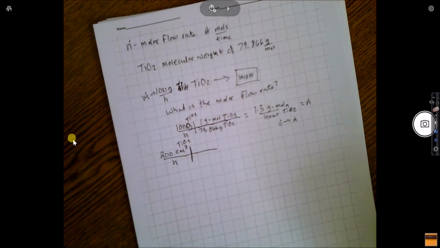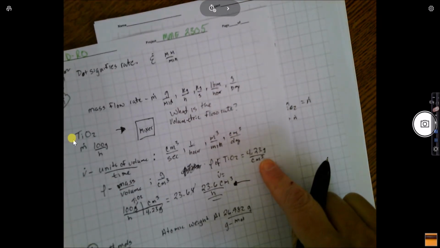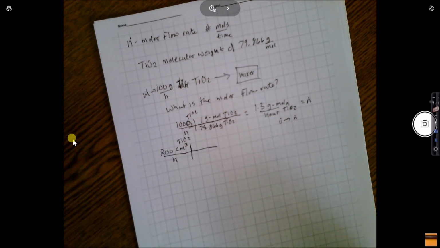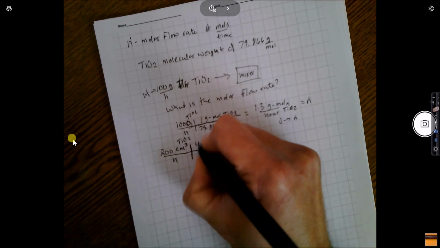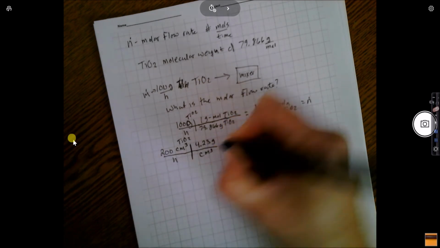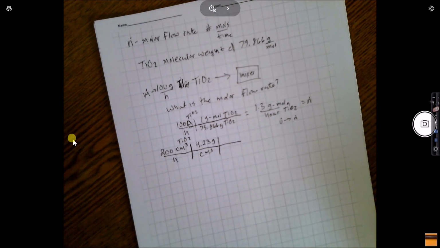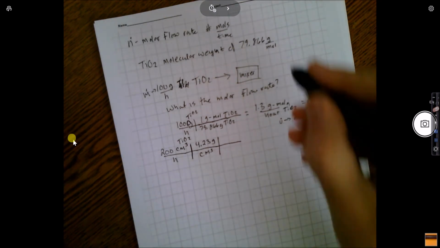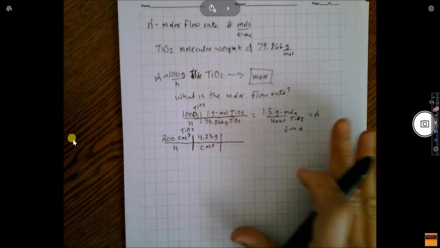So we're starting off with 200 centimeters cubed per hour. We know that the density of titanium dioxide is 4.23 grams per centimeter cubed. So the first thing we want to get rid of is centimeters cubed, so we can just put in 4.23 grams per centimeter cubed. We don't have to flip the unit this time, like we did in the other example, so pay attention to that. If you don't remember what I'm talking about, feel free to hit rewind. And we know our molecular weight of titanium dioxide is 79.866 grams per mole.